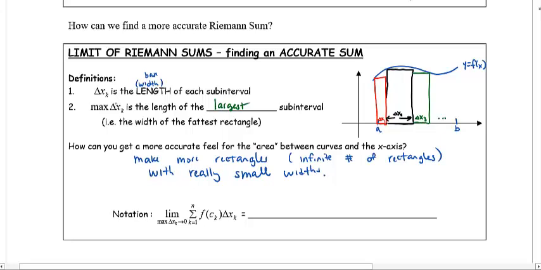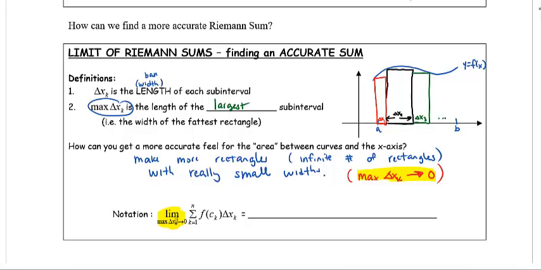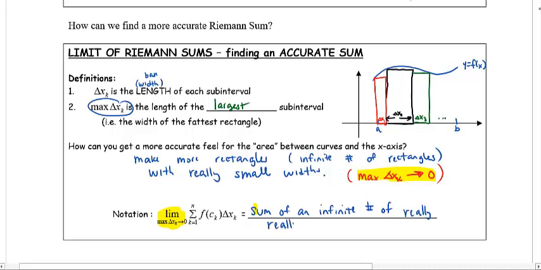Which really means that this maximum delta x sub k, the length of the largest subinterval, well, if I want it to be as small as possible, the maximum of delta x sub k really should be approaching the number 0. And that, my friends, is this idea of the limit. Okay? And so this notation here, the limit of the max of delta x sub k approaches 0 of the sum of k equals 1 to n of f of c sub k times delta x sub k, really represents now the sum of an infinite number of really skinny rectangles.